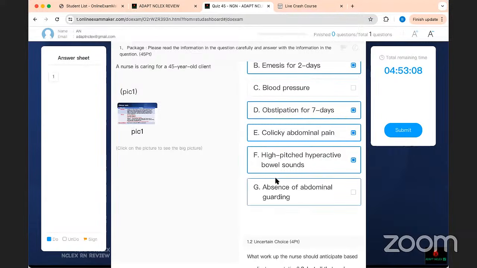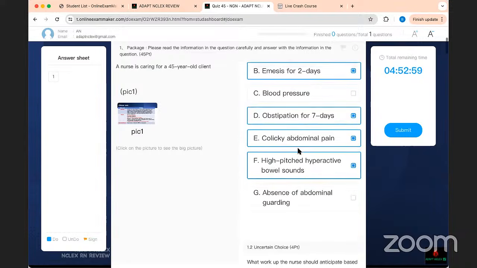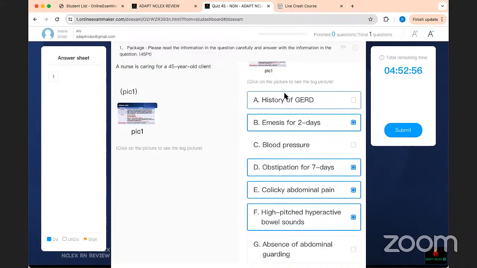Absence of abdominal guarding is basically the patient does not have guarding. Guarding is a sign of peritonitis. If they don't have it, then that is good. So these are some of the things that, based on the case, you should be worried about.